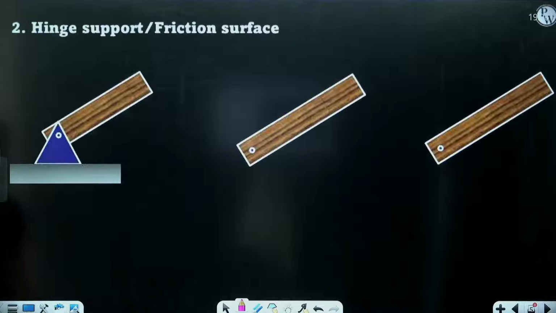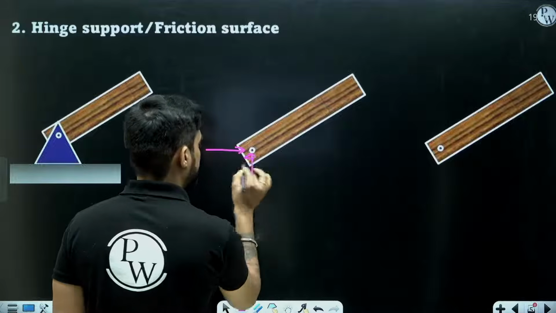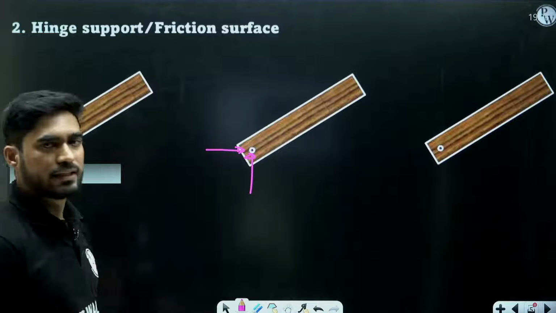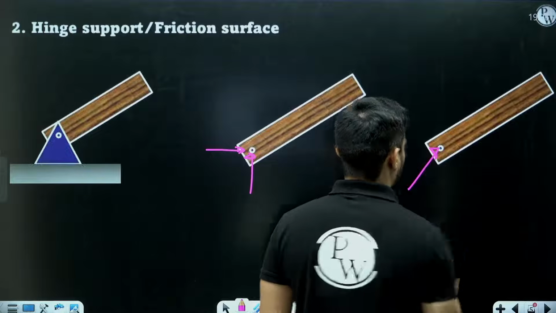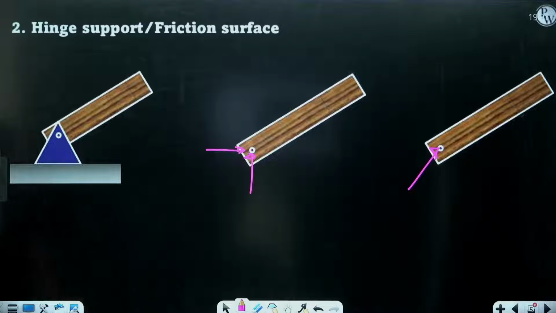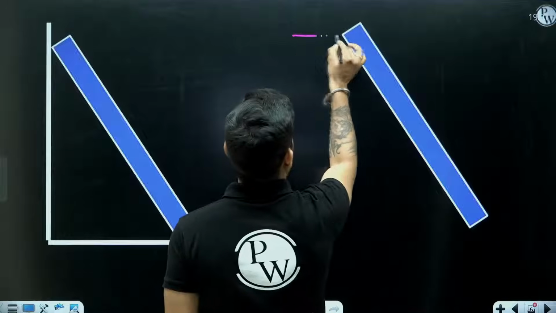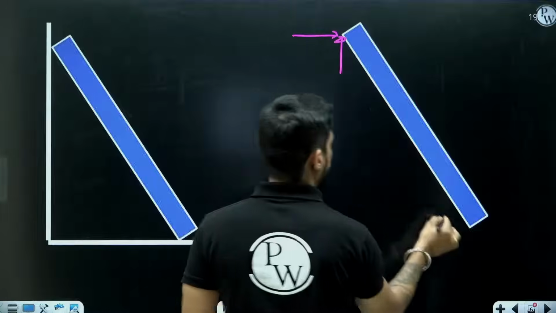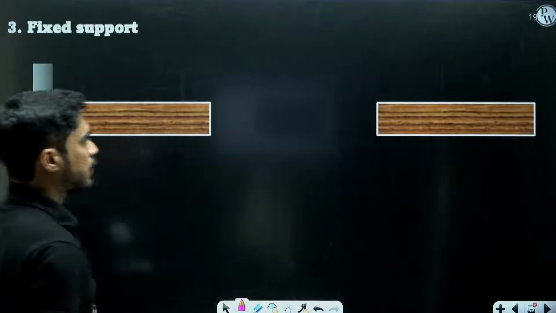In case of hinge support, also known as pin support, you get two reactions. But in some cases, instead of drawing these two reactions, we show the resultant of both and we only get a single reaction. Same goes with friction surface also. At the point of contact, you get two forces, right? Like this. And the last one was the fixed support.